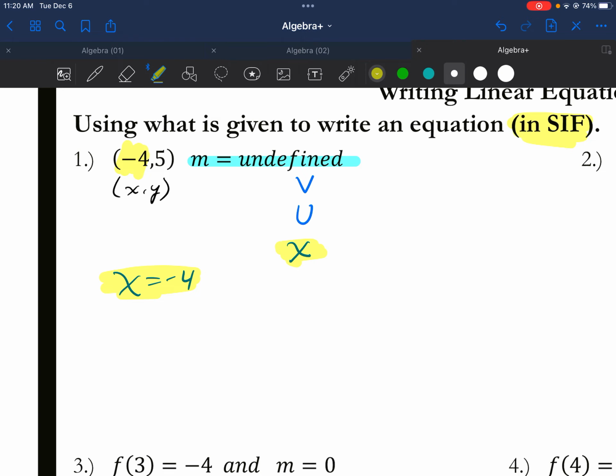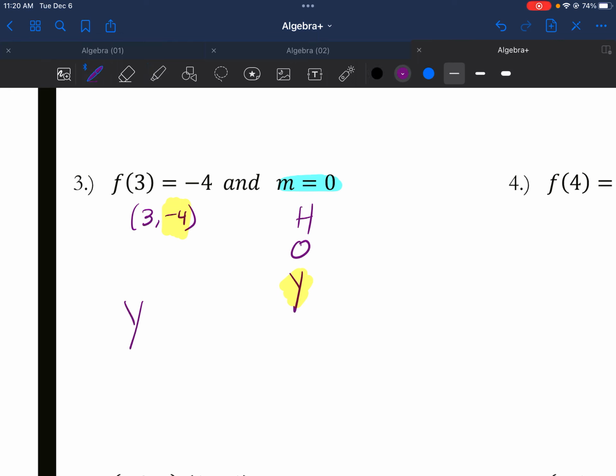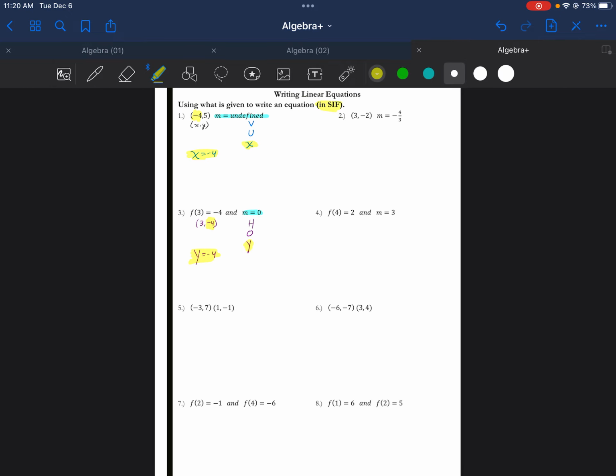Apply that thinking to number 3, right? I have a function, so I can get a point out of it. I get 3 comma negative 4. My slope is 0, so that is a horizontal line. I know I have my y, so it's going to be whatever my y is here. So it's y equals negative 4 because in a special case, your y is always going to be the same coordinate in all the points. Go ahead and complete those pages.